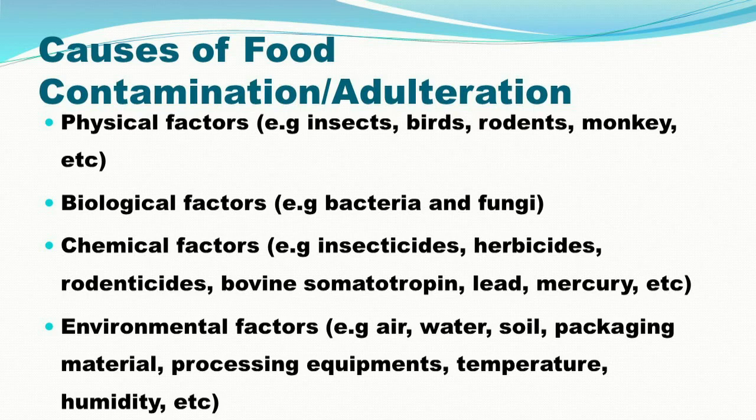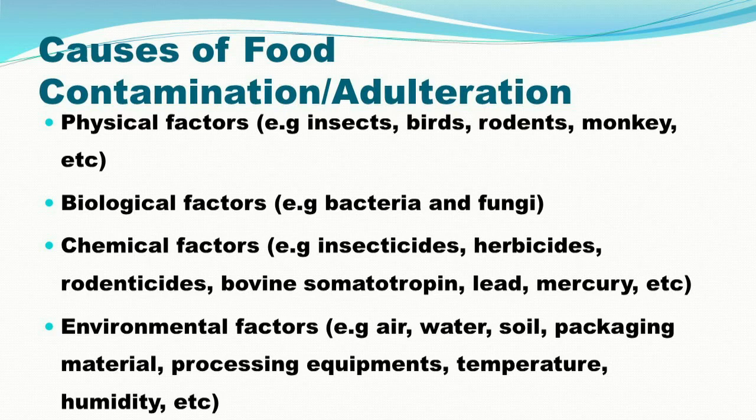Chemical factor. These are chemicals used by the farmer during cultivation, during storage, or during processing. Examples of them are the insecticides used to kill insects like cockroach and housefly, herbicide used to control weeds, rodenticide used to control rats and squirrel, bovine somatotropin. These are chemicals used by cattle breeders either to increase the milk production or to increase the meat quality.